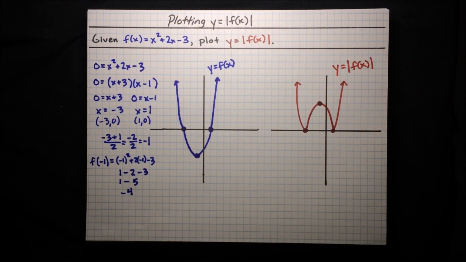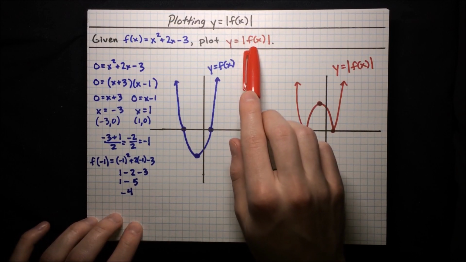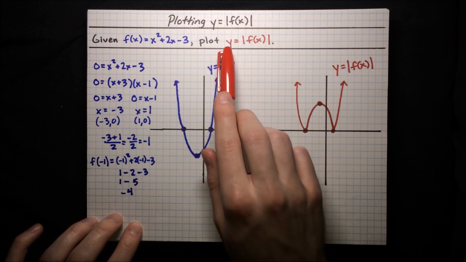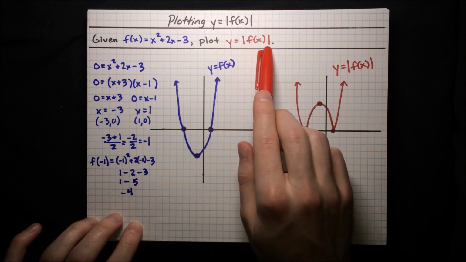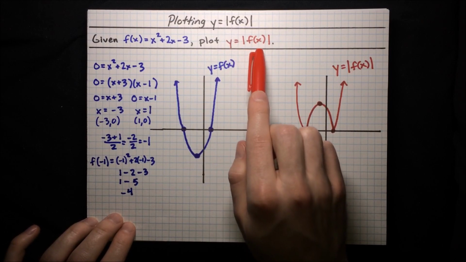So now we're pretty comfortable taking the absolute value of functions, and in the future we'll also learn how to take the absolute value of the input of a function. So instead of plotting y equals absolute value of f of x, we'll also learn how to plot y equals f of absolute value of x.